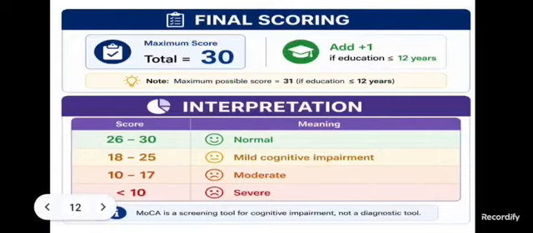The normal scoring of the Montreal Cognitive Assessment is 30, and 1 point is added if the education status is less than 12 years. So the maximum score is 31. In interpretation, a score of 26 to 30 is considered normal, a score of 18 to 25 is considered mild cognitive impairment, a score of 10 to 17 is moderate cognitive impairment, and a score of less than 10 is considered severe cognitive impairment.